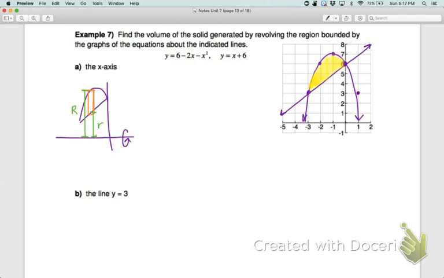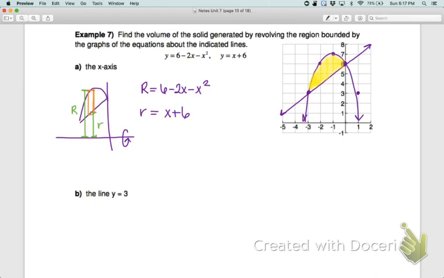I feel like my BC students fought about sketching this out and realized very quickly they need to still draw the picture. It doesn't make a lot of sense without seeing the picture there in front of you. So to find that rectangle, we have the top curve, which is the parabola. So that's your big R, the top curve. Big R is going to be 6 minus 2x minus x squared. And little r is the bottom curve, which is the line. So little r is going to be x plus 6.